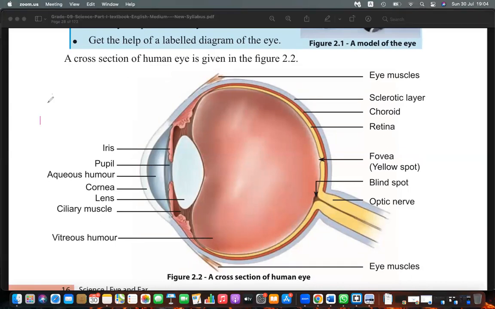Converge lens, I will go through things. Wait. So this is one lens and this is another lens. Which is convergence? Which is divergence?